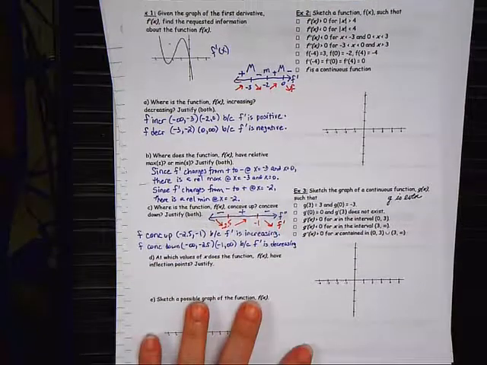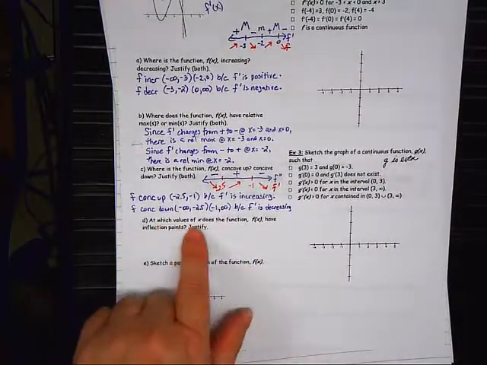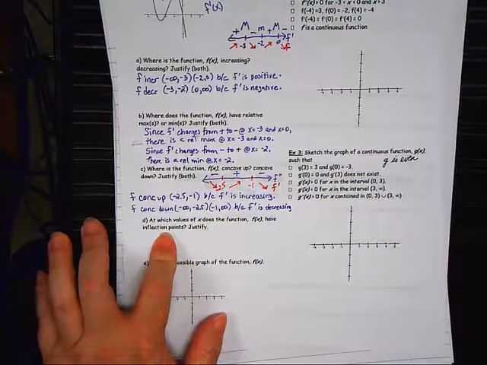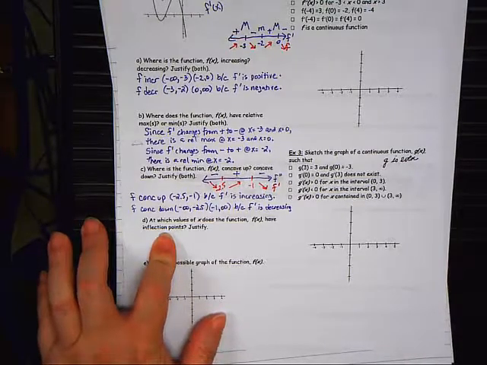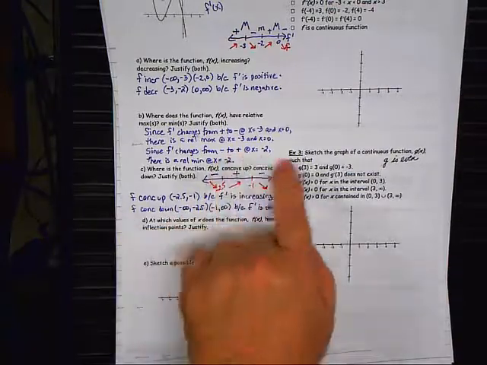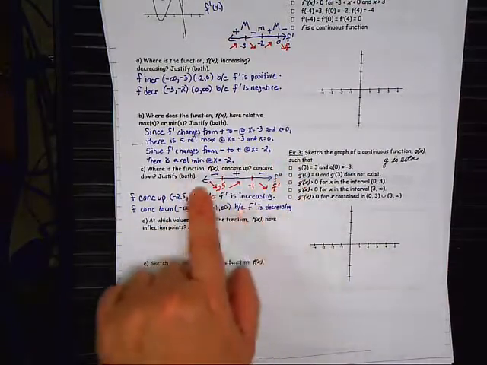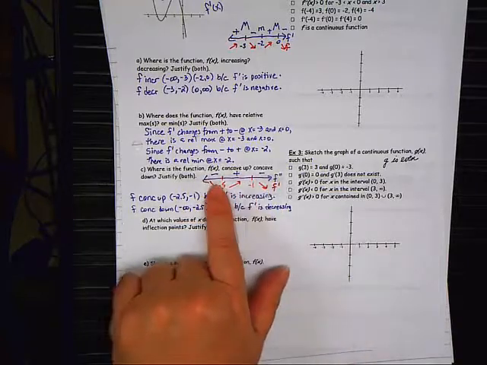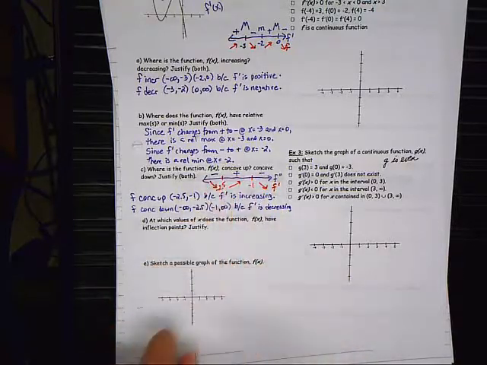Okay? Letter D. At which values of x does the function have inflection points? Where are inflection points found? Which derivative? Double prime is inflection points. So, what has to happen on the number line? Are both of these inflection points? Yes. Because those are changing sign, right? That's what I told you the definition is.